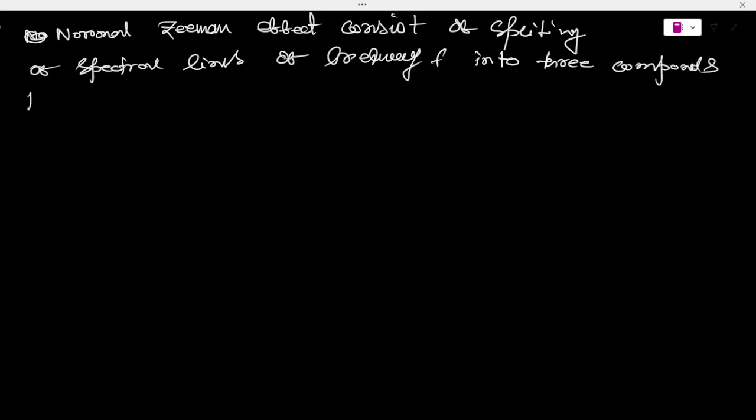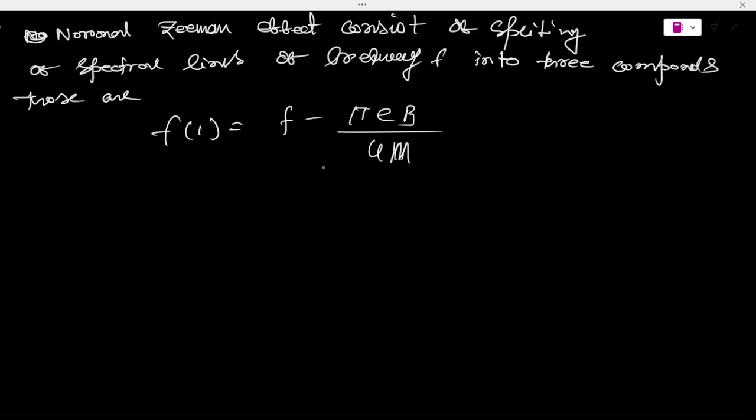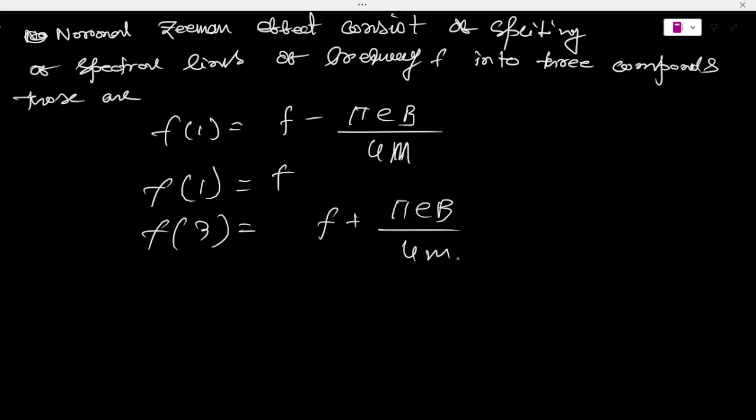The frequency of one is basically f minus e B divided by 4 pi m, the frequency of the second is f, and the frequency of the third is f plus e B divided by 4 pi m.